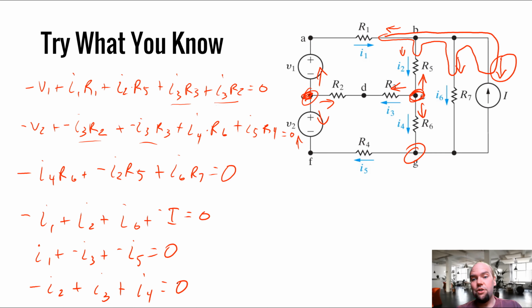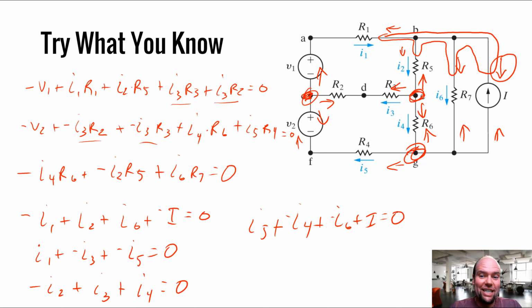Now, could I do G? I could. The current's flowing out of G. We got I5 plus negative I4 plus negative I6 plus I equals 0. Now we're good. We got 7 equations and 6 unknowns.